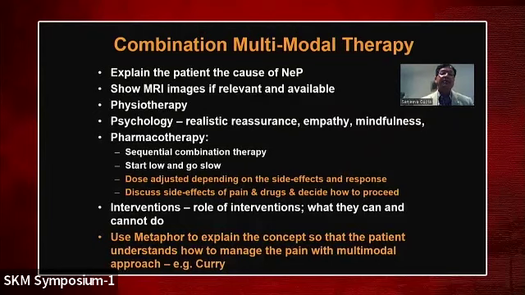And to build on combination therapy, let me discuss combination multimodal therapy. I think this is very important, and you need to have a mechanism by which you explain this to the patient also. First, explain to the patient what the cause of the neuropathic pain could be, explain the MRI scan images, refer them to physiotherapy when they can do it, give them realistic assurance, empathy, and guide them to relaxation and mindfulness. So look at the psychological aspects of pain and address that as well. Then look at pharmacotherapy: add amitriptyline first, then add gabapentin or pregabalin. So sequential combination therapy is important, start low and go slow. And tell the patient to adjust the dose based on the side effects and therapeutic response.